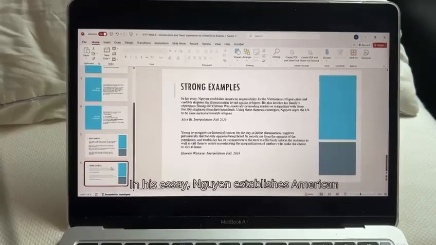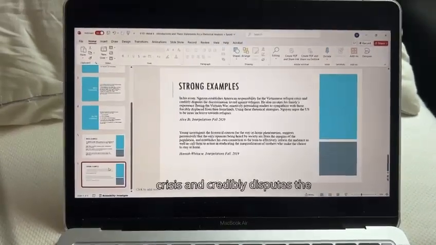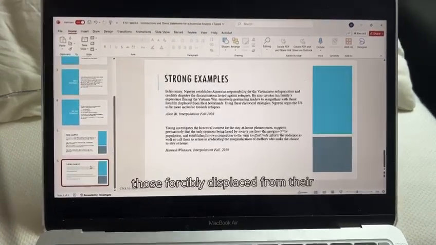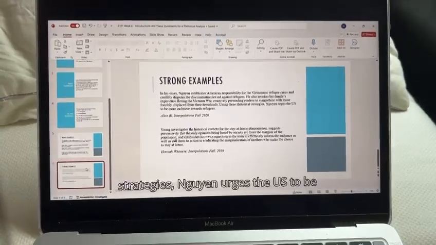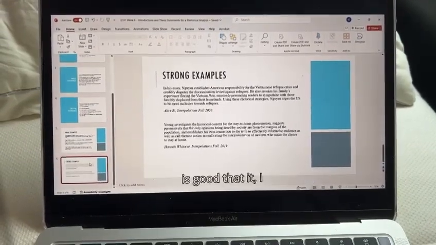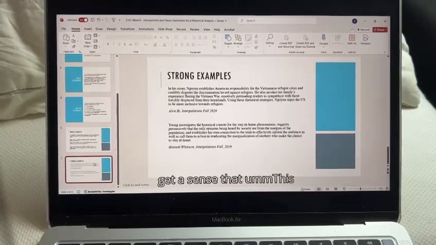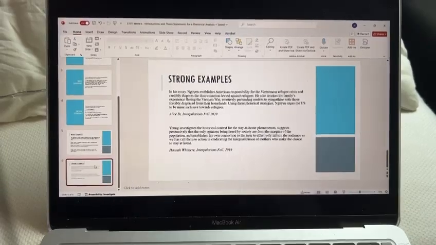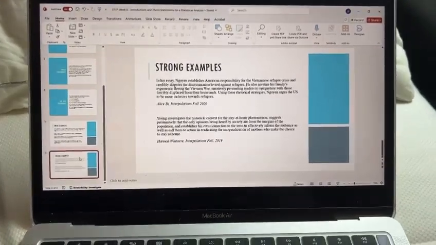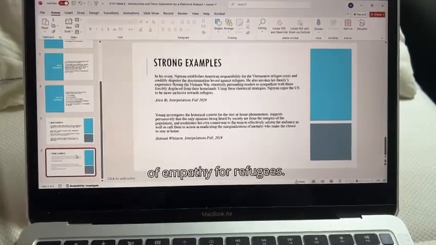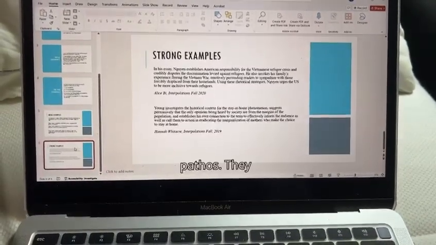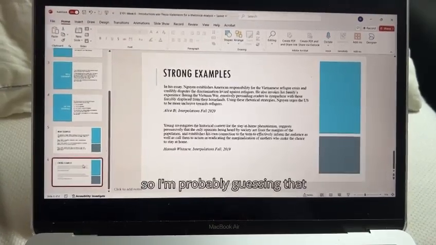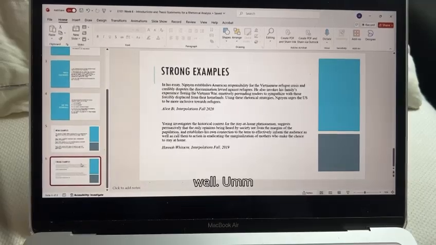So in his essay, Nguyen establishes American responsibility for the Vietnamese refugee crisis and credibly disputes the discrimination levied against refugees. He also invokes his family's experience fleeing the Vietnam War, emotionally persuading readers to sympathize with those forcibly displaced from their homelands. Using these rhetorical strategies, Nguyen urges the US to be more inclusive towards refugees. So this is good, as I get a sense that this author is going to be looking at pathos. This author is arguing that the writer draws on their own experiences to make sure that the readers have a sense of empathy for refugees. So I'm getting a strong sense of pathos. They also talk about credibly disputing the discrimination levied against refugees. So I'm probably guessing that logos is going to be analysed as well.